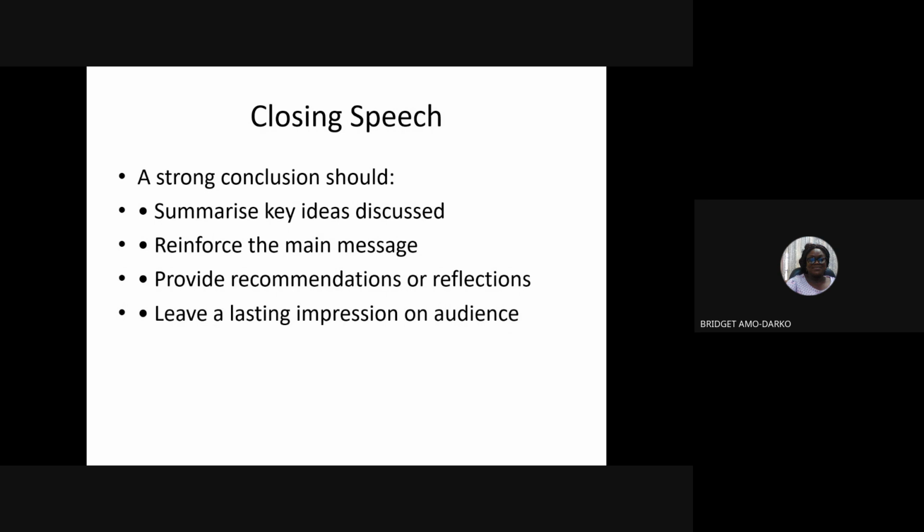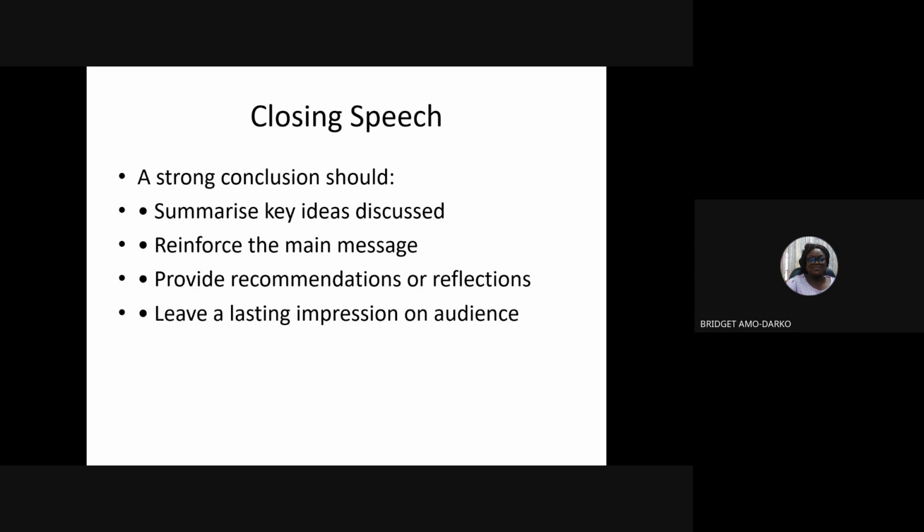And the last one is closing remark. That one too is very important. A strong conclusion should summarize all key ideas as discussed, reinforce the main message, provide recommendation or reflection, leave a lasting impression on audience, leave a statement, a phrase, a quotation that the audience will take home. We call it take home message. After the presentation, after your research, after the seminar, what is the take home? What is the takeaway you are giving them?